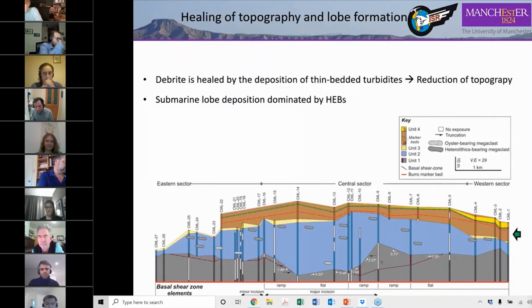After the deposition of these sandstones, a thin-bedded sandstone package draped the debris due to the high flow efficiency of dilute turbidity currents, which healed and flattened the long wavelength topography of the debris.